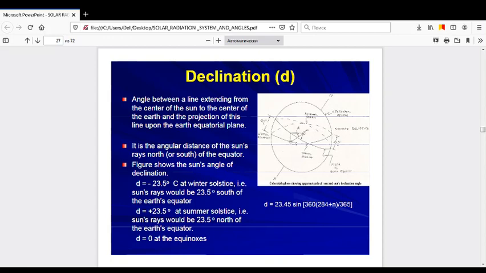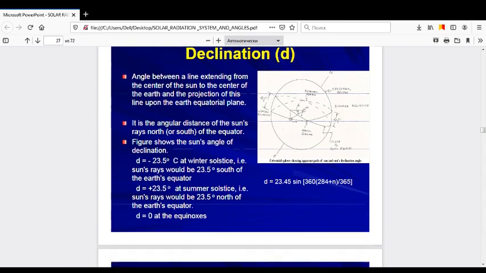According to the above figure, we have discussed the different values of the declination and the different positions. At winter solstice, the sun rays would be 23.5 degrees south of the earth's equator, where d is equal to minus 23.5 degree. At summer solstice, sun rays would be 23.5 degree north of the earth's equator, where d is equal to plus 23.5 degree. d is equal to 0 at the equinox. The formula for the declination angle is d equal to 23.45 sin of 360 times (284 plus n) upon 365.